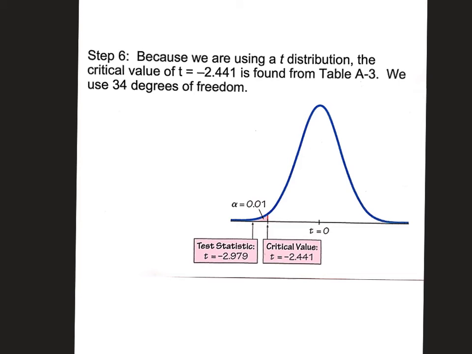Okay, there's the picture. There's my critical value. My critical value is negative 2.441. Our test stat we found on the last slide was negative 2.979, which means it is in the rejection zone. I used 34 degrees of freedom because one sample size was 35. That was the smallest sample size, minus 1. Your calculator will take care of that for you. But anyway, the test stat is in the rejection zone, so you know what that means.